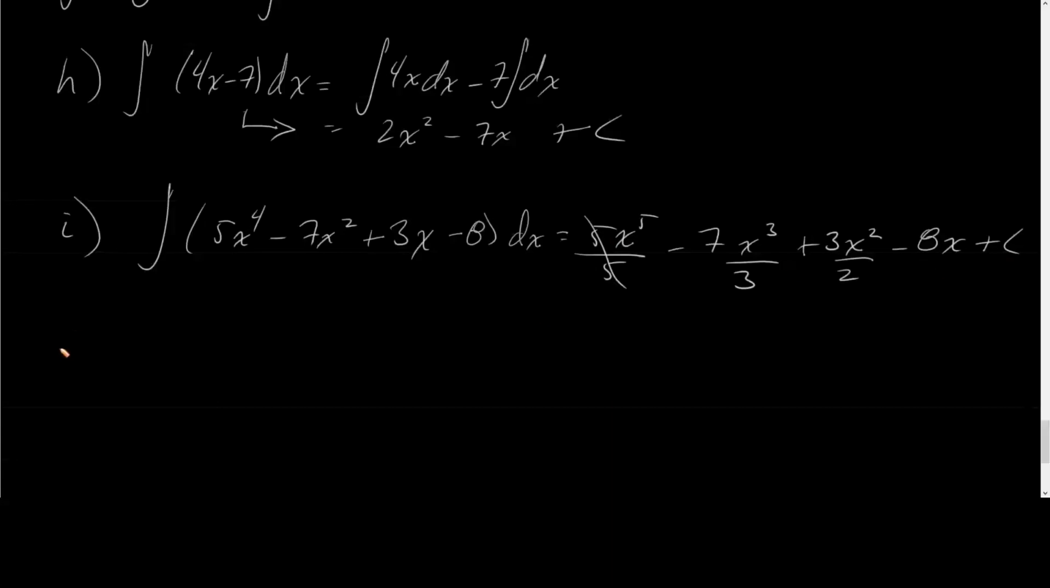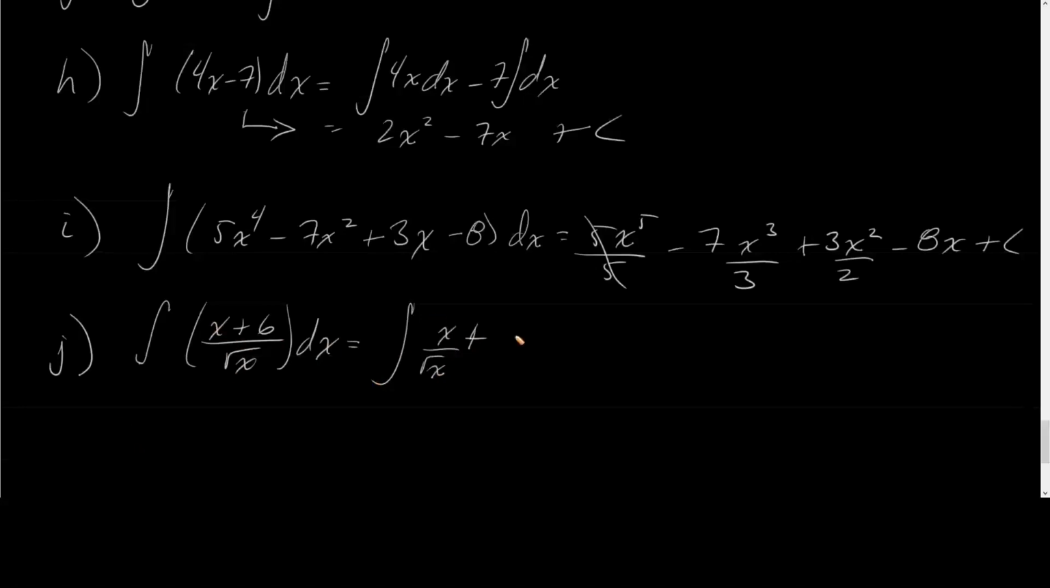All right. J. Let's say that we have the antiderivative of x plus 6 over the square root of x dx. Well, I can really write this as the antiderivative of x over radical x plus 6 over radical x, right? And at that point, well, x over radical x, that's just saying x over x to the 1/2.